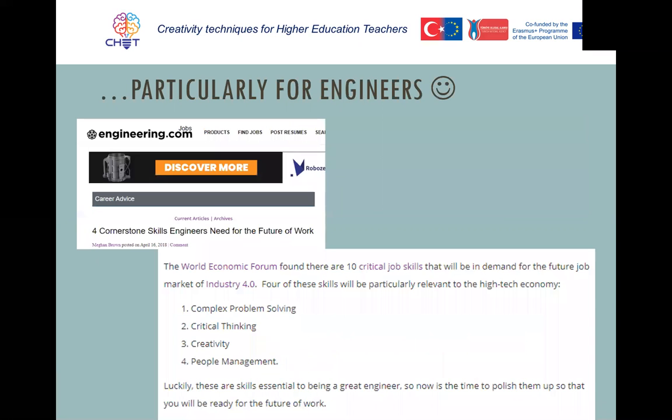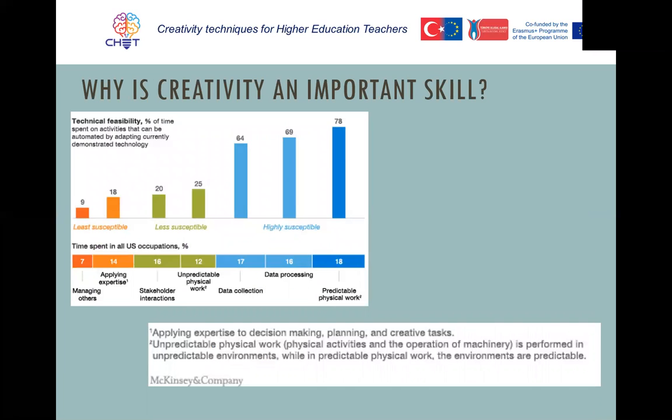And we also know that creativity is particularly important for engineers, as you can see here, for example, where the engineering.com blog in 2018 selected 4 cornerstone skills for engineers which they need for the future of work. And you see here creativity is on the 3rd place. Now, why is creativity an important skill?